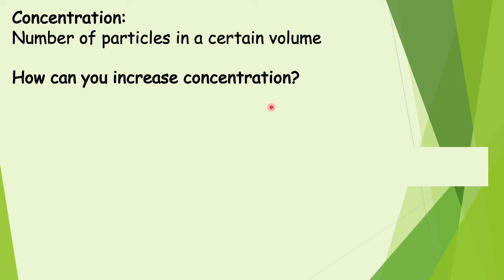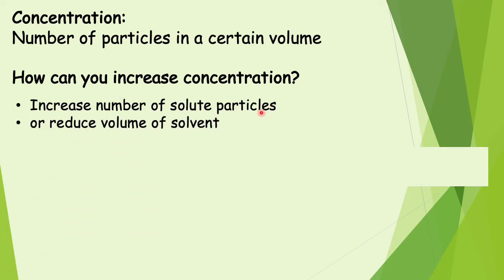How can you increase the concentration of a substance? Well, you can increase the number of solute particles, as we showed in our diagram of the particles in a dilute and concentrated glass of squash, or you could reduce the amount of solvent. Amount is a very woolly word. You need to say the volume of the solvent. So thinking back to those glasses of squash, you could either put more squash in that volume, so you could top up the level of squash, or you could reduce the volume of water that you're adding to that squash to make it more concentrated.